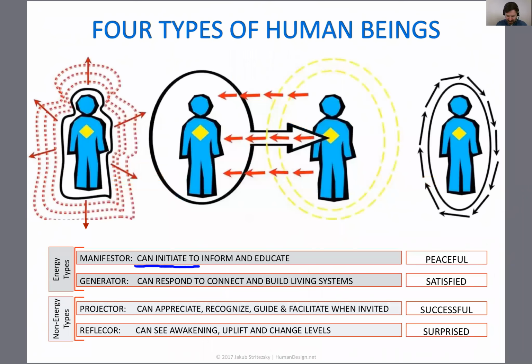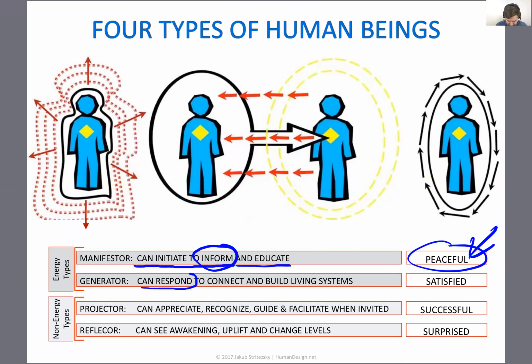Manifestors can initiate to inform. Inform is the strategy to inform and educate, to be peaceful. This is what we call signature. Manifestors ultimately can reach the peace by putting out and manifesting all their gifts and talents in order to initiate and impact the life force.